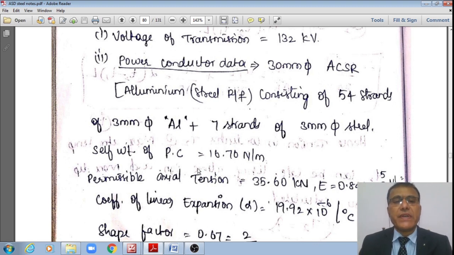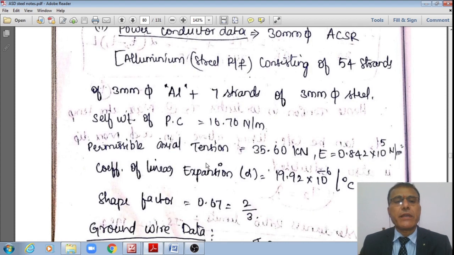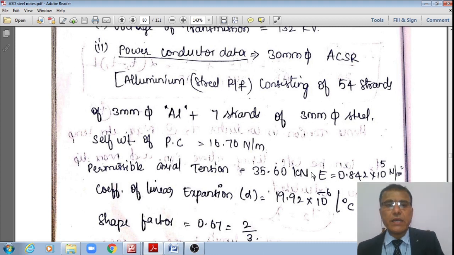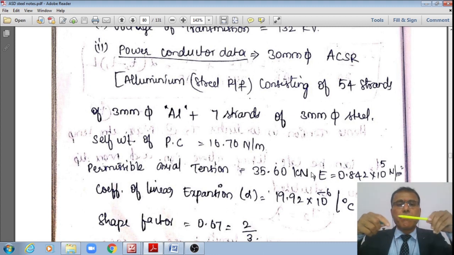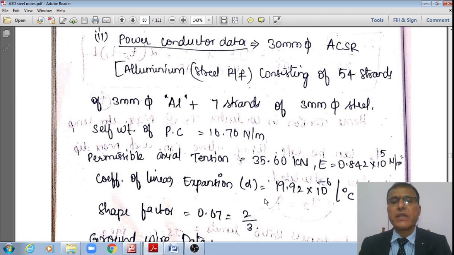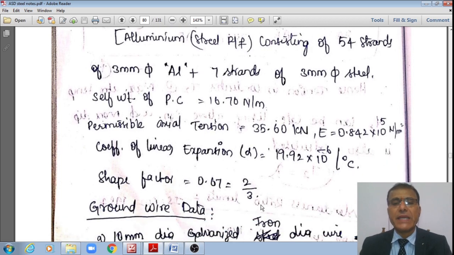And the self weight of the power conductor is 16.76 Newton per meter, and the permissible axial tension in the power conductor, this is all power conductor data, students, is equal to 35.6 kilonewton. Meaning at 35.6 kilonewton only the power conductor will break. And its Young's modulus is equal to 0.842 x 10 to the power 5 Newton per mm square, and coefficient of linear expansion alpha is equal to 19.9 x 10 to the power minus 6 per degree centigrade.